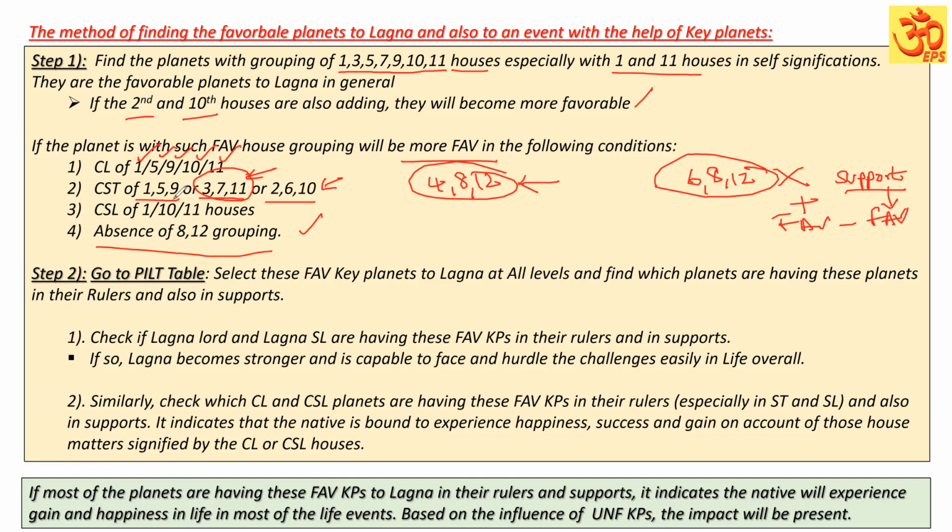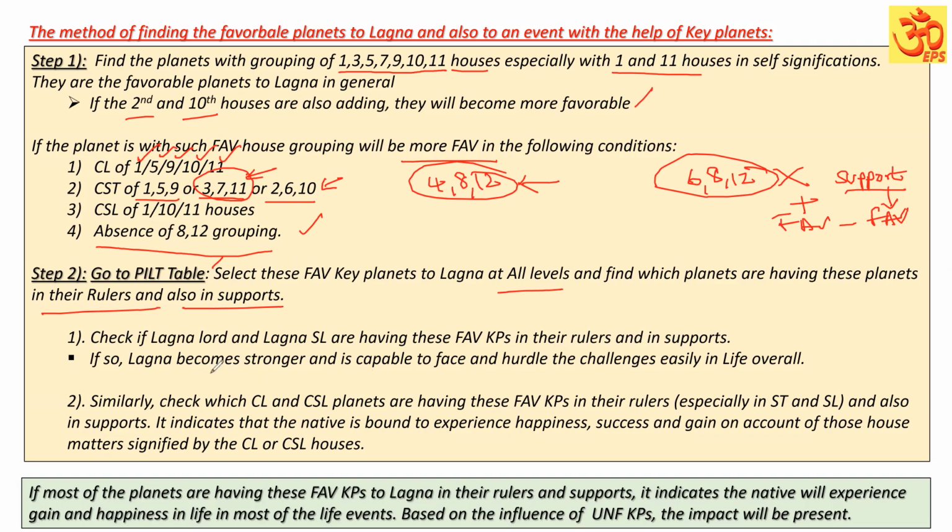So, once we have found the favorable key planets, let us go to the PILT table. As we did the process in the previous slide for the unfavorable key planets, the same thing we are going to do now. Select these favorable key planets to Lagna at all levels and find which planets are having these planets in their rulers and also in supports. Same way, we have to do that. Check if Lagna Lord and Lagna Sublord are having these favorable key planets in their rulers and in supports.